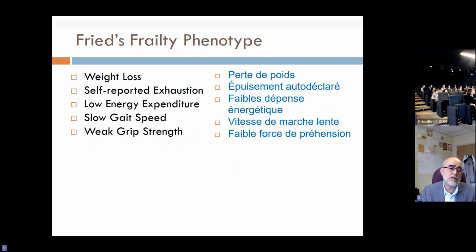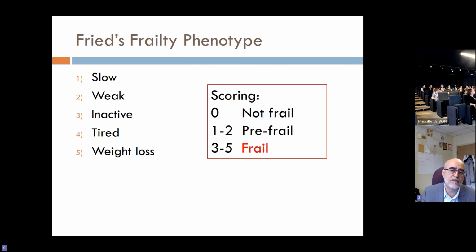oncology. So the most common frailty definition is one by Linda Fried and colleagues from les États-Unis. And it includes 5 components: perte de poids, épuisement autodéclaré, les faibles dépenses énergétiques or decreased energy expenditure, vitesse de marche lente or slow gait speed, et faible force de préhension. And if you have none of these, you are considered non-frail. If you have 1 or 2, you are pre-frail, in other words, higher risk of frailty. And if you have 3 or 4 or 5 of these elements, you are considered frail.